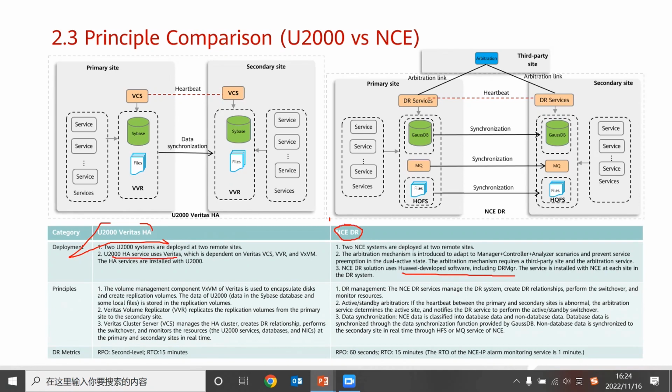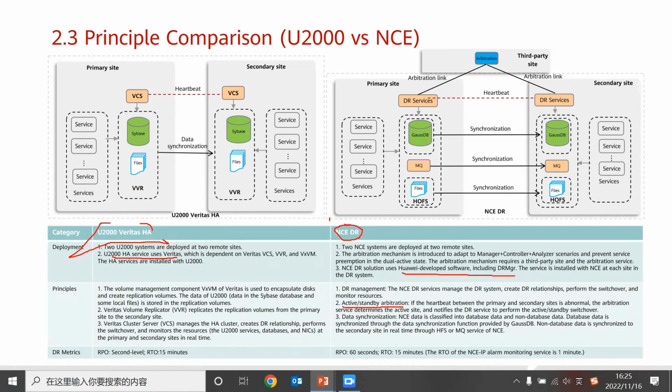And to compare the principles, let's focus on the new one that we currently use for NCE DR. For DR management, the NCE DR service manages the DR system, creates DR relationships, performs the switchover, and monitors resources. And for the active and standby arbitration, if the heartbeat between the primary and secondary side is abnormal, the arbitration service determines the active site and notifies the DR service to perform the active-standby switchover.